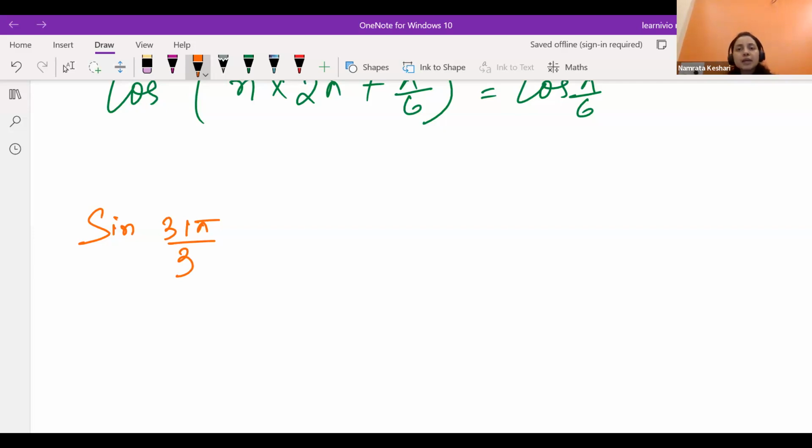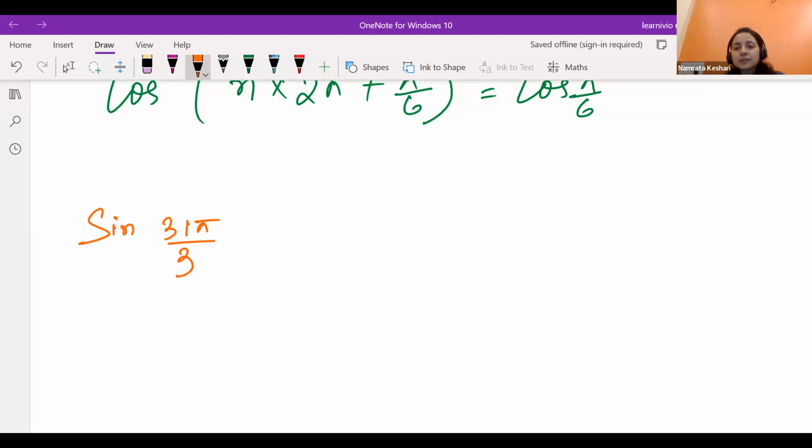Sine pi by 3, pi by 6, pi by 4, pi by 2, and then the extended version, that is sine pi, 3 pi by 2. So the extended version of the same table we discussed in the previous class. Now this angle we have to find. We don't know what will be the value of this angle. This angle was not there in our table, right? Was it there?